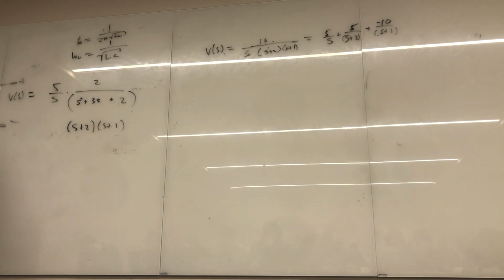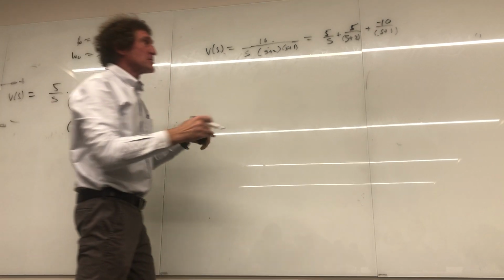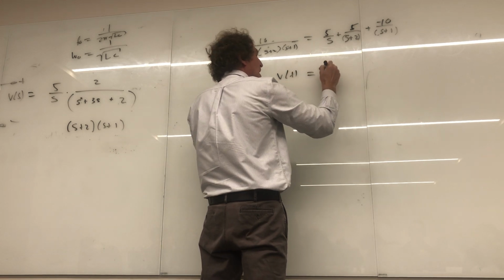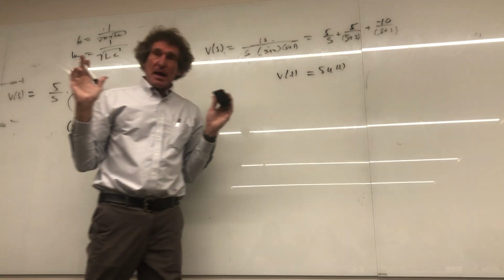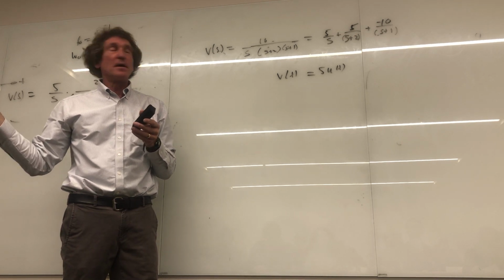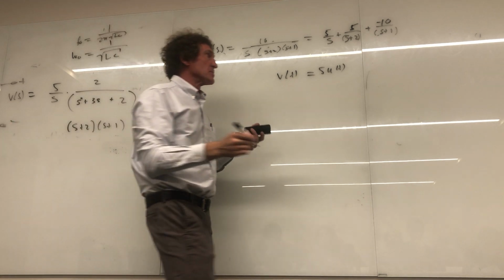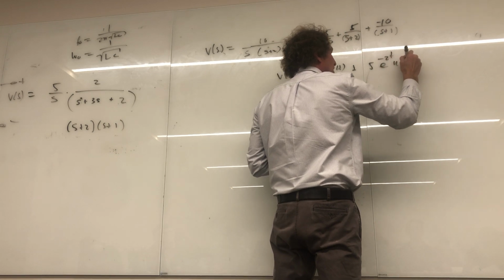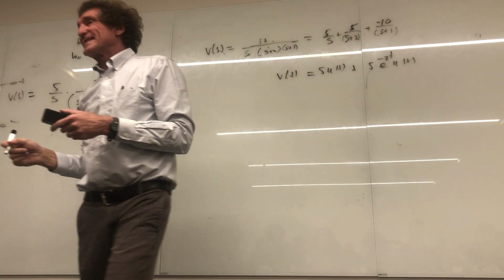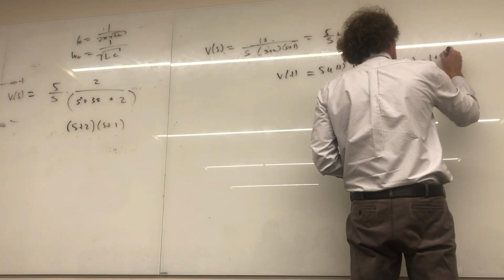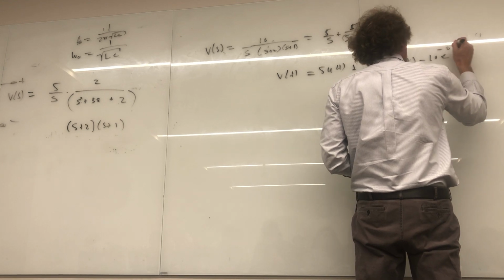Now, these transform pairs you have to know. These are very simple ones. What does 5 over S go to in the time domain? Now this is going to be the v of t. Class? 5 u of t. Does everybody absolutely understand that, correct? 1 over S is u of t's transform. You can prove it. What does 5 over S plus 2 go to? 5 times e to the minus 2t u of t. Agreed, everyone? What's the next one? -10 times e to the minus t u of t.